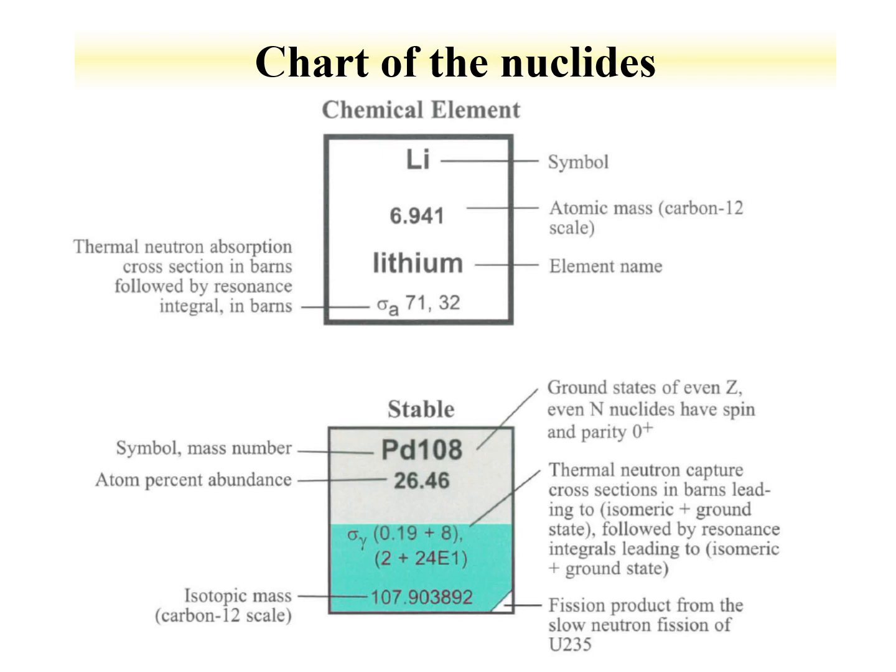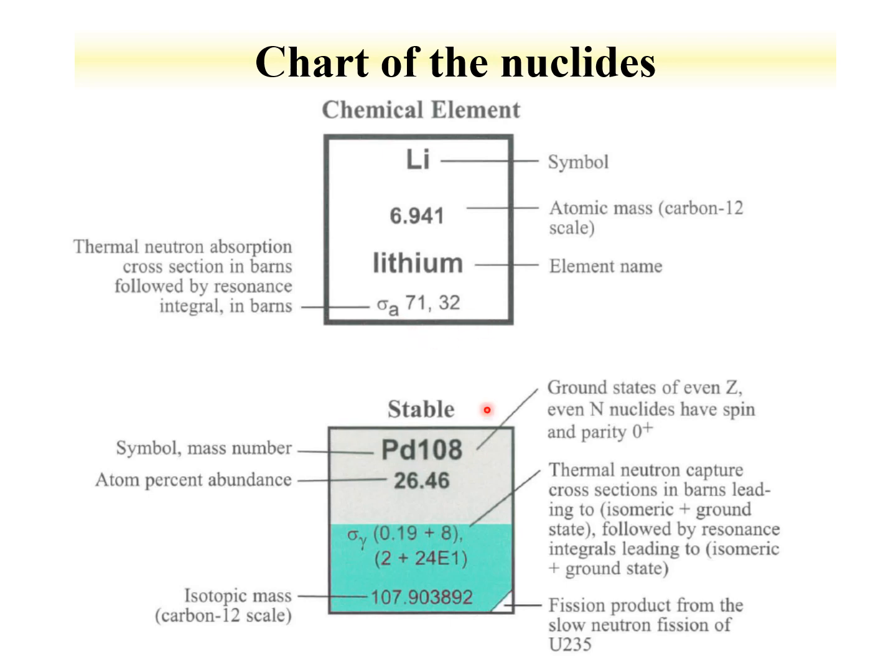The legend of the chart of the nuclides is useful for demonstrating the information that's provided in the database. The chemical elements given, so for instance as shown here for lithium, the atomic mass on the carbon-12 scale (there was a time when oxygen-16 was used as the scale), the name of the element, and then the thermal neutron absorption cross-section in barns for the element, followed by the integral cross-section, also in barns.